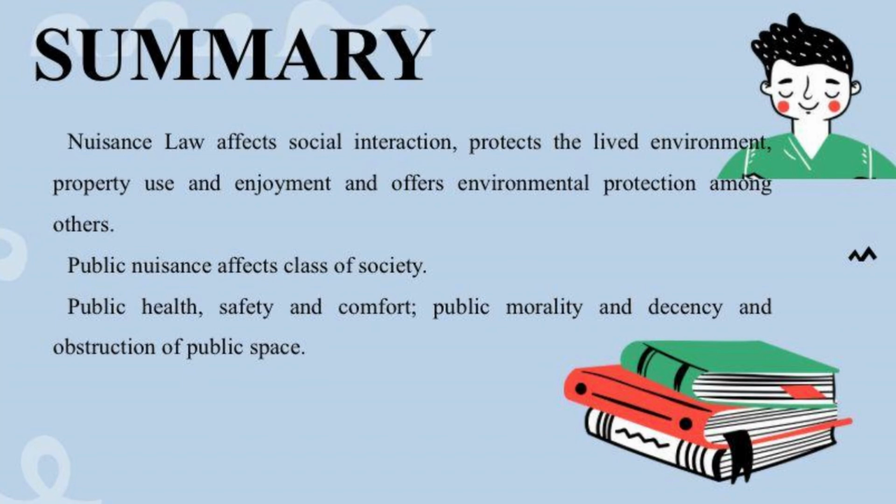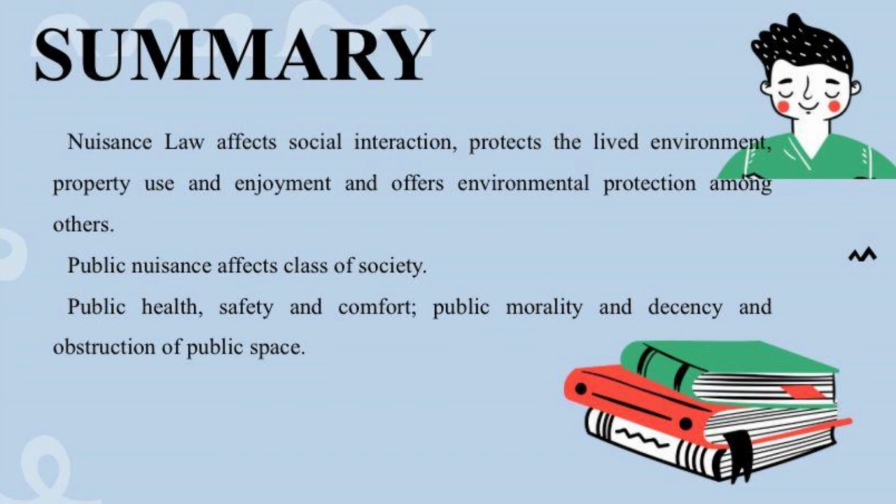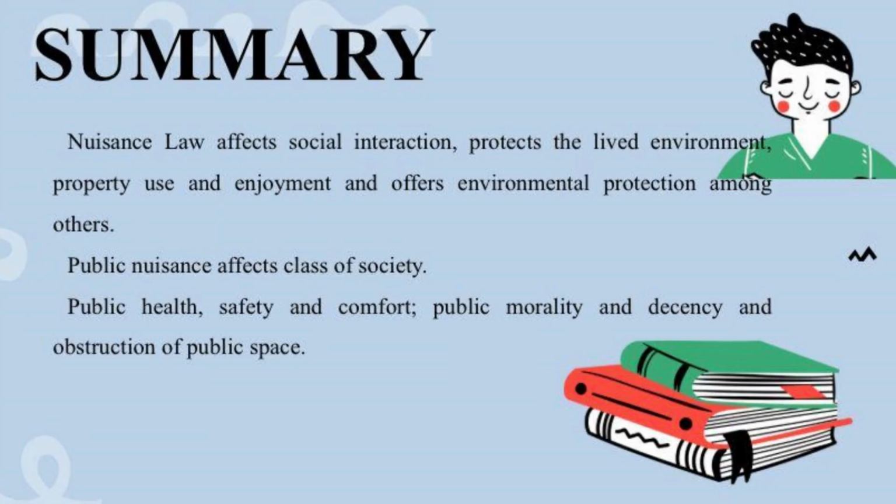In summary, therefore, we have said that nuisance affects the social interaction of people, it protects the lived environment, and it tries to regulate use and enjoyment of property in a way that it does not affect neighboring landowners. And with respect to public nuisance, we said it's a kind of nuisance that affects a class of the society. It goes beyond private nuisance to a larger scale, so to say. It could affect the health of the public, it could affect comfort, public morality, decency, it could obstruct the public space. So those are the interests that it targets.